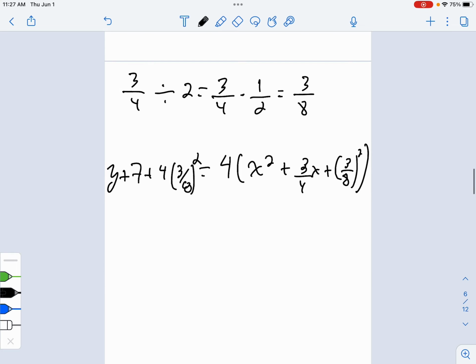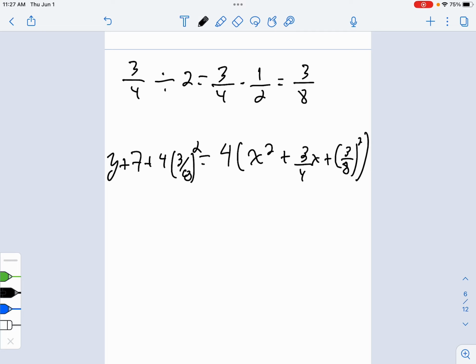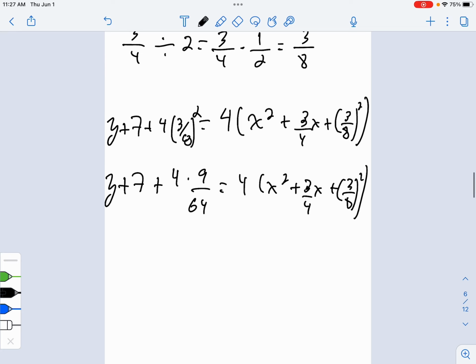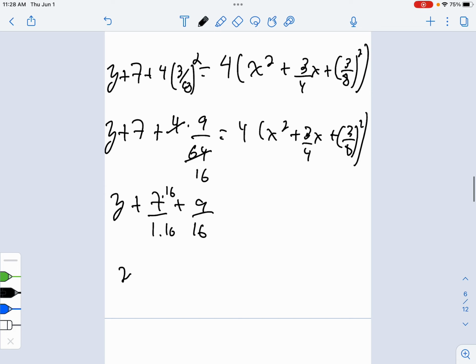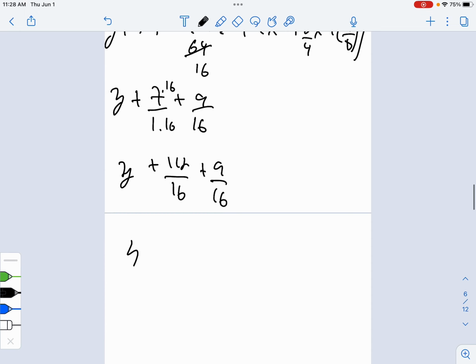Now, on the left-hand side, I'm going to do a little bit of arithmetic. 3/8 squared is 9/64. And we'll just keep the right-hand side the same. I'm going to do some cross-canceling. 4 goes into 64 16 times. And I'm going to add the 7 and the 9/16. I need a common denominator, which is 16. Multiply the top and the bottom by that. And this is 112/16 plus 9/16, which comes out to be 121/16.